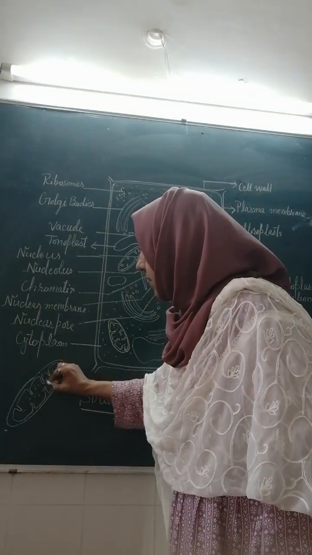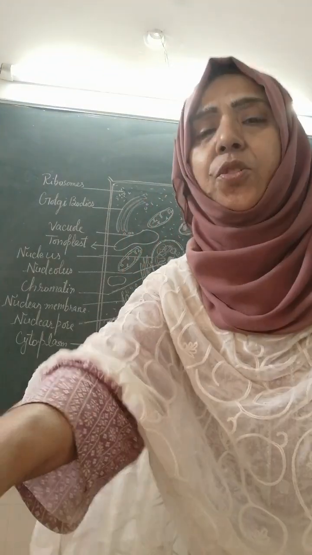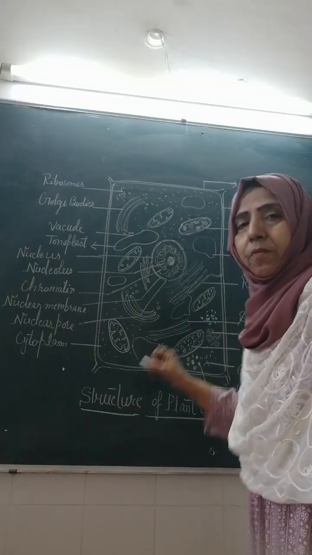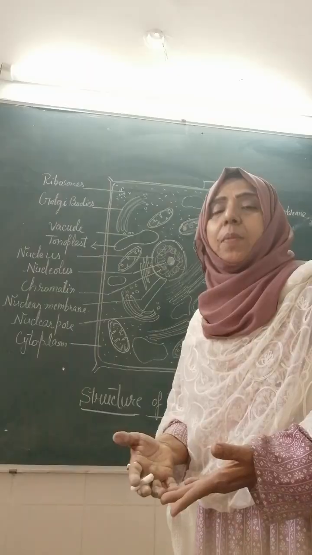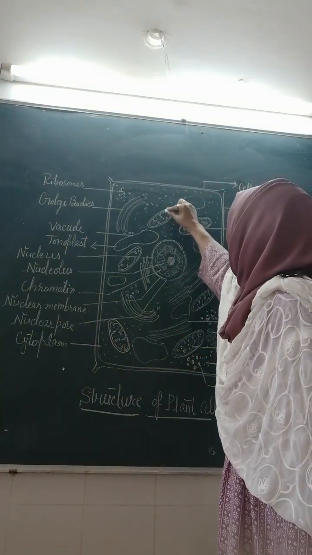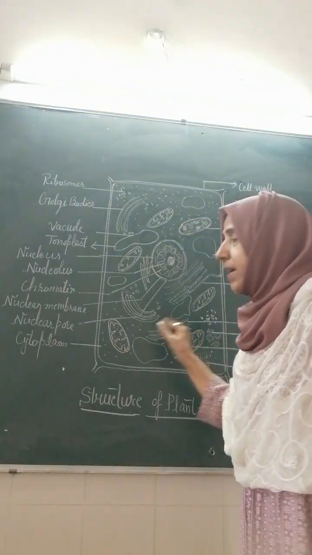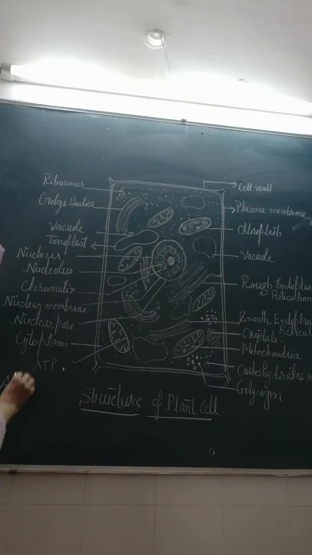Inside this it also has cytoplasm, and this mitochondria helps in providing energy during the process of respiration. When plants respire, they take in oxygen and give out carbon dioxide. This process takes place with the help of these cell organelles, that is mitochondria. They help in oxidation of food. They provide energy in the form of ATP, that is adenosine triphosphate.